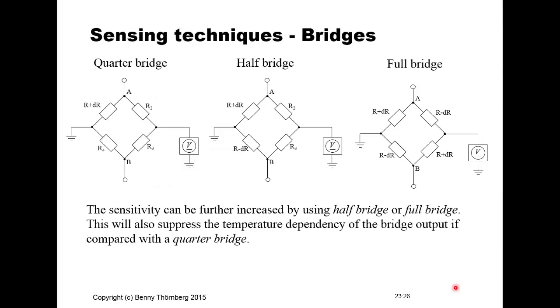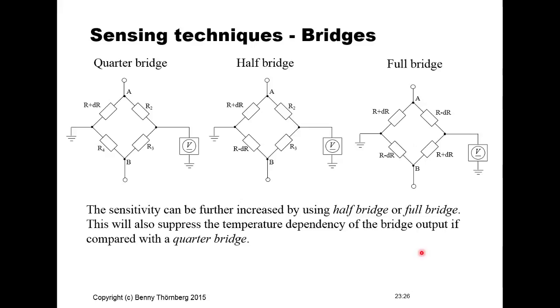It is possible to further increase the sensitivity by using half bridge and full bridge. Half bridge means that 2 of the 4 sensors are resistive sensors, and it's made in such a way that the response to the change of the physical property must be in the negative order on one of the resistors and in positive order on the other resistor. In full bridge, all of the 4 resistors are sensitive to change of the physical property. That will of course then generate the highest possible sensitivity.